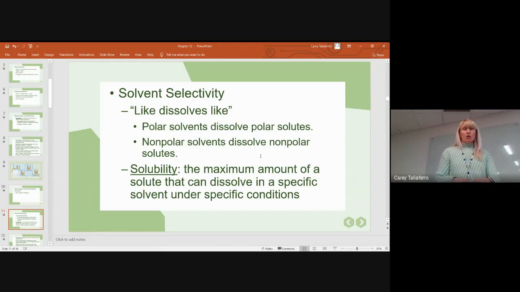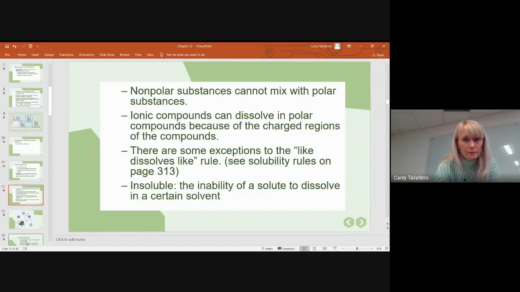All right. So a general rule of thumb when you're talking about what dissolves in what is like dissolves like. So polar substances will dissolve other polar substances. Non-polar substances will dissolve other non-polar substances.